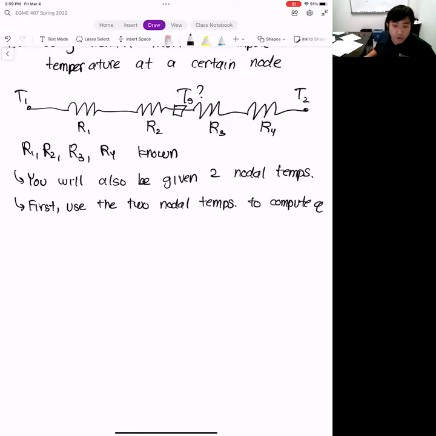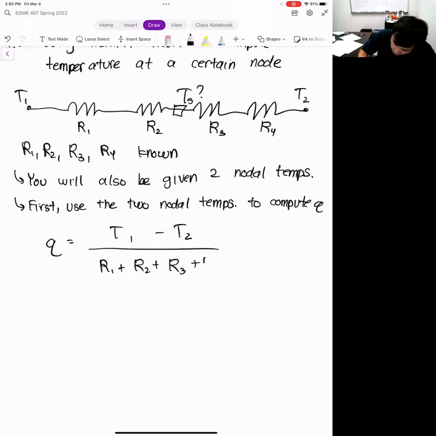For this, you're going to use your heat transfer equation for circuits. Q, in this case, since we're given T1 and T2, will be T1 minus T2 divided by all the resistances in between. Since those two are the endpoints, we just add up all the resistances in the middle of the circuit. So that's step one. In step two, we leverage the fact that this Q is the same for the entire circuit.